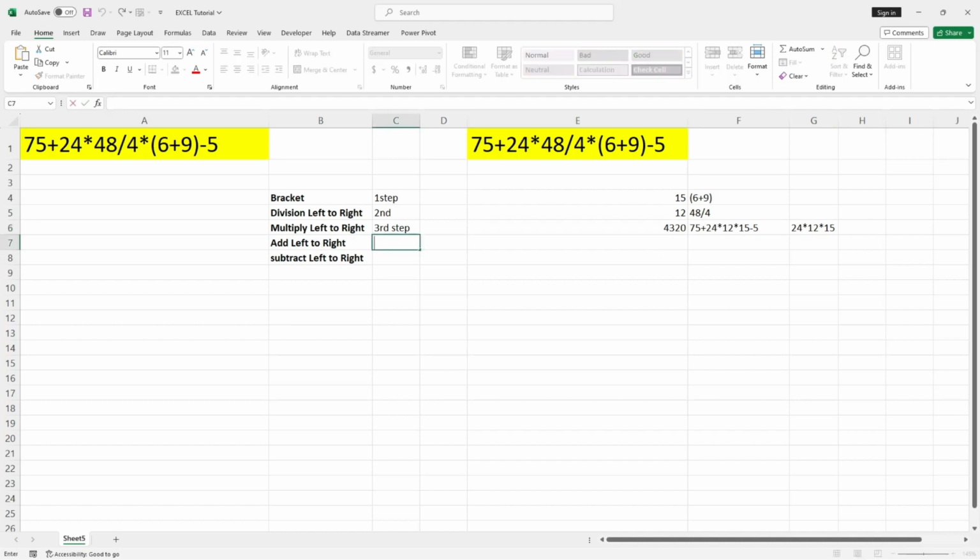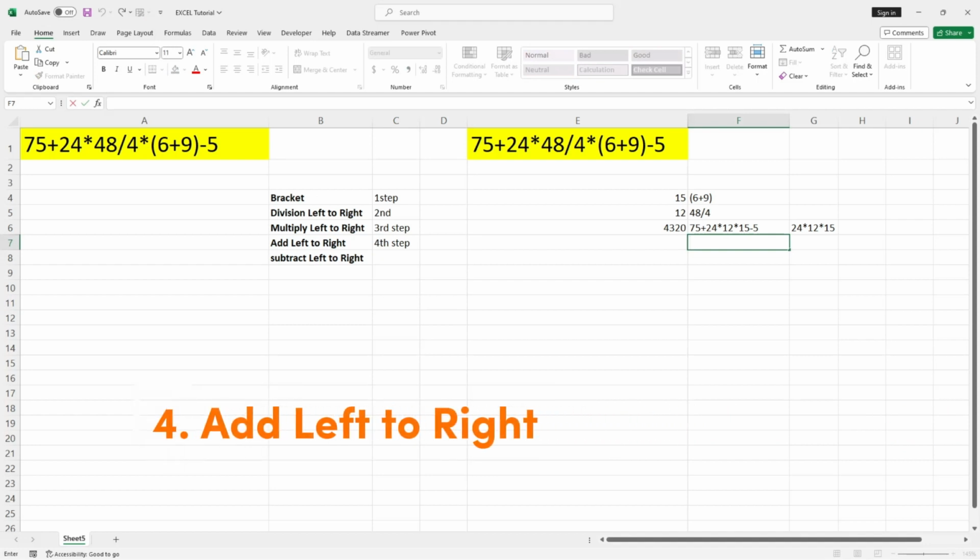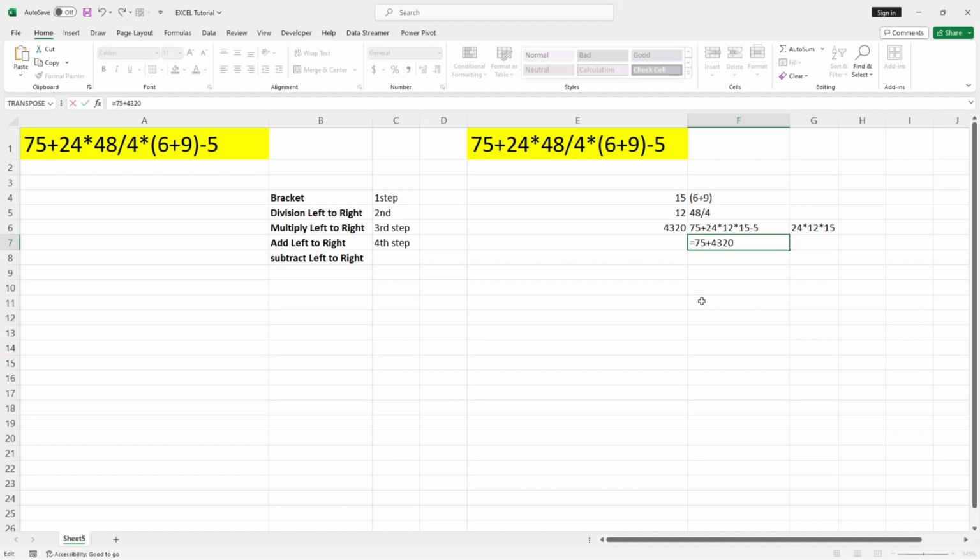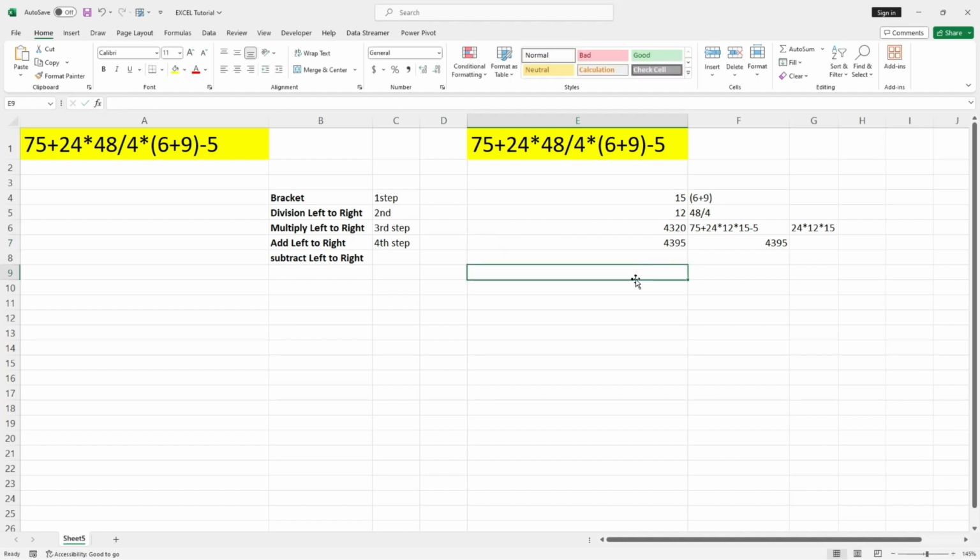The fourth step is add left to right. So we got the total as 4320 from the third step. Left to right is 75 plus 4320. So what will be the total? Total will be 4395, after doing the fourth step.